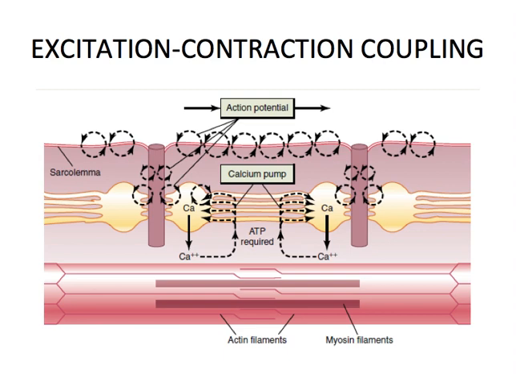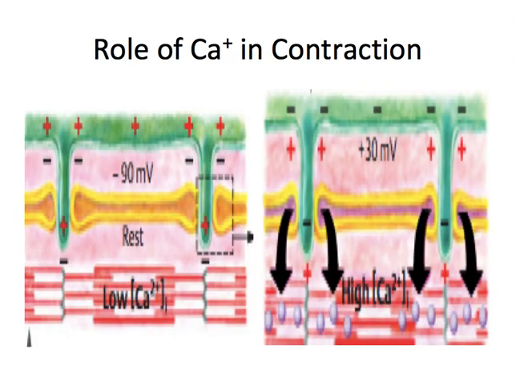Then the calcium ions bind with the troponin C, causing the sliding of actin filaments on myosin filaments and finally leading to muscle contraction. The role of calcium in contraction is so vital that once the calcium ions have been released from the sarcoplasmic tubules, muscle contraction continues as long as the calcium ions remain high in the sarcoplasm.